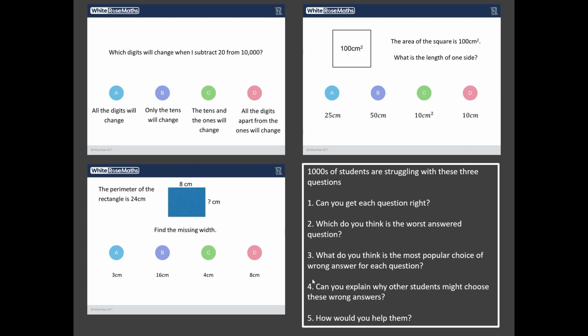Now I've got five challenges for you. Firstly, can you get each of these questions right? Now that's easier said than done, because as I say, these are questions that students are finding very, very difficult. And then I wonder if you could predict, out of these three questions, which is the worst answered question? And then, and this is where it gets really tricky, what do you reckon the most popular choice of wrong answer for each of these three questions is? And then can you get inside the mind of students and predict why might they have chosen these wrong answers?